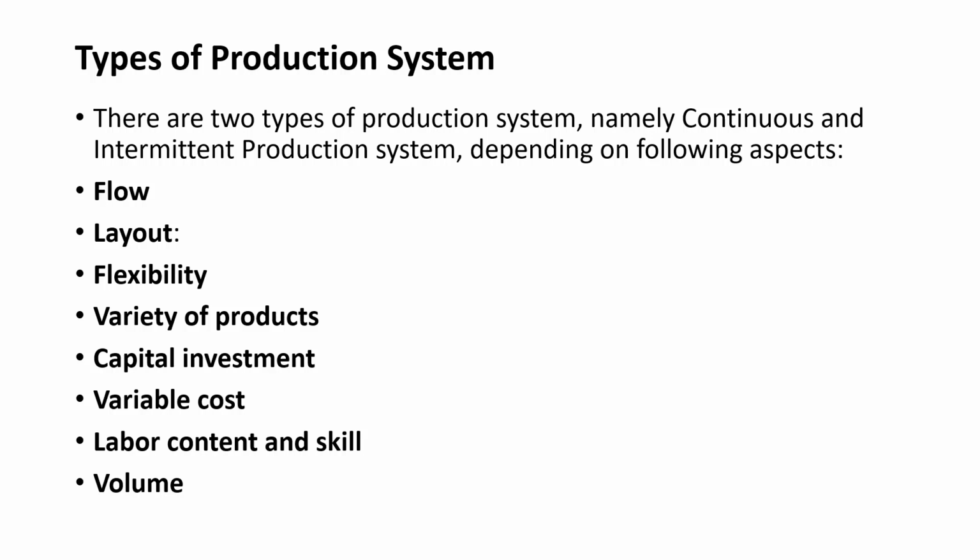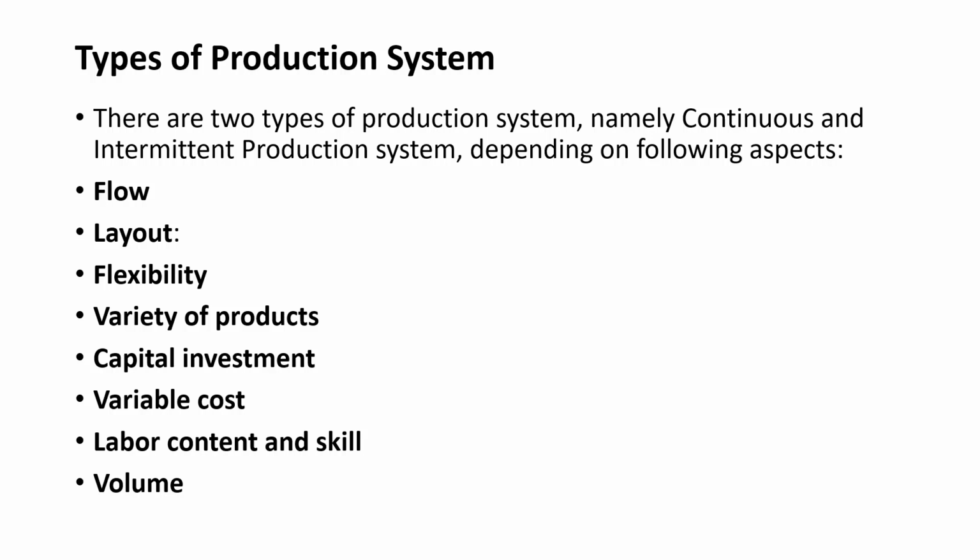But in case of product layout, all the machines are put in a particular sequence. All the dedicated machines are put in a sequence, and so the inputs traverse through all the machines to produce the outputs. So the flow here is unidirectional or single flow. That means in case of process layout, the flow is jumbled, and in case of product layout, the flow is single.